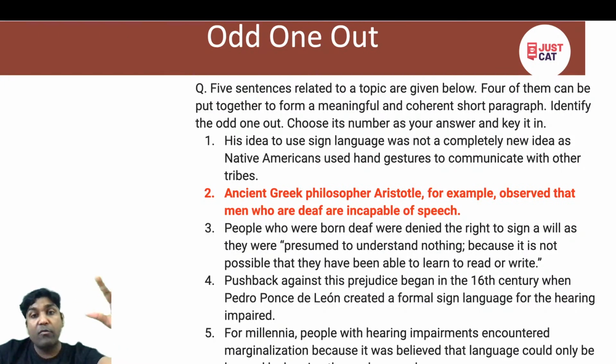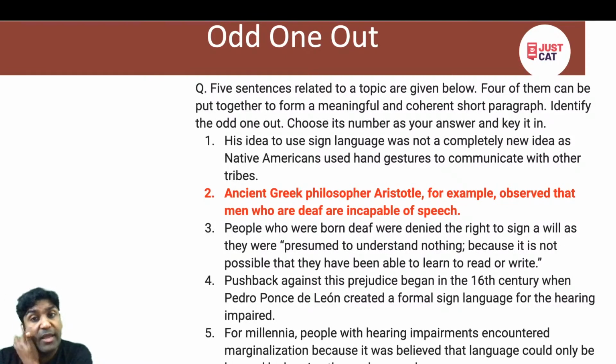For millennia, that is for 1000 years, people with hearing impairments encountered marginalization. They were marginalized, which means they were ignored, they were not part of the mainstream, they were considered a minority, and they were not considered part of the mainstream in terms of rights, in terms of the ability to sign the will, in terms of being intelligent enough. So it was thought that a person who cannot listen, how can he or she learn?